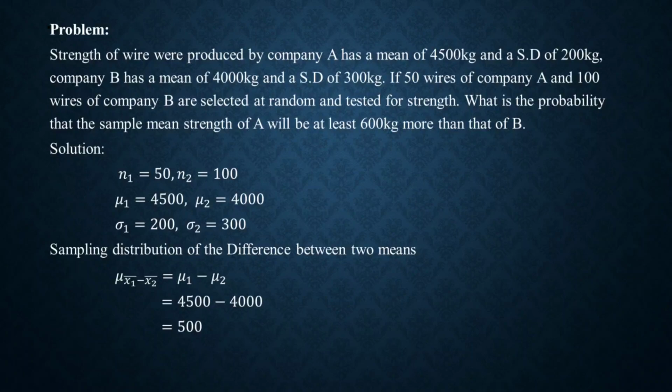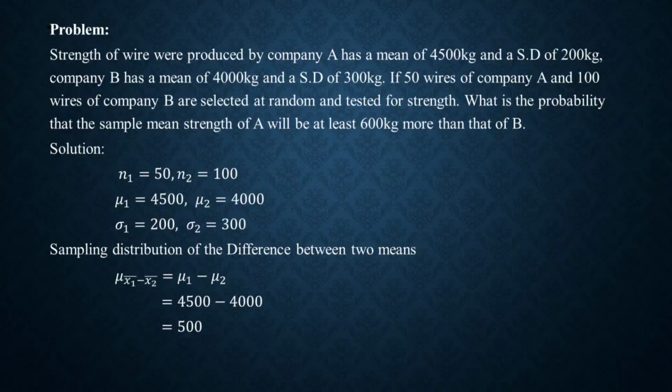Now let us see a problem. Strength of wire produced by company A has mean of 4500 kg and a standard deviation of 200 kg. Company B has a mean of 4000 kg and standard deviation 300 kg. So here we have two companies A and B. Company A is the first population and company B is the second population.